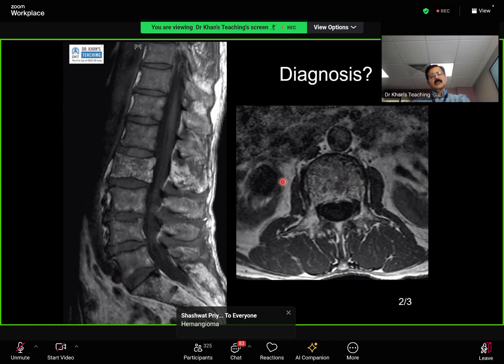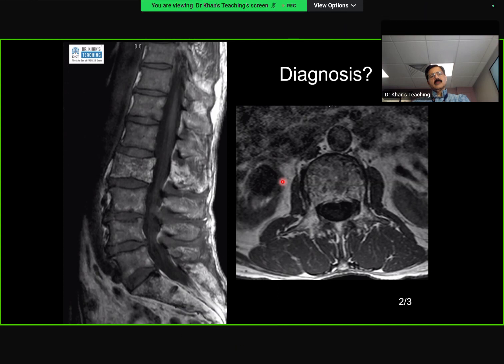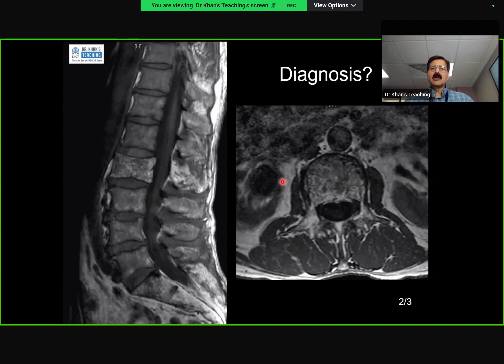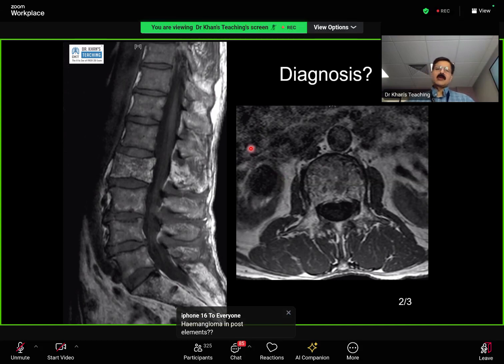So other differential diagnoses: it could be due to blood, or maybe benign tumors such as hemangioma. It could be bright. So what is your diagnosis? I think it could be due to metabolic involvement. Okay. Or basically, what is happening?